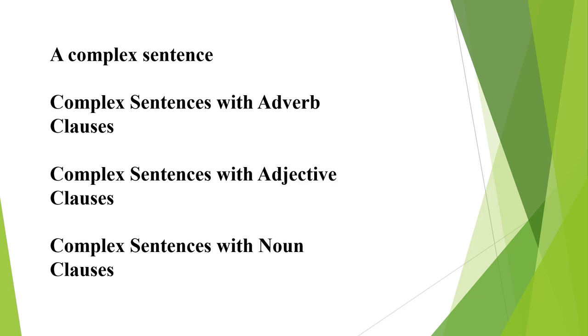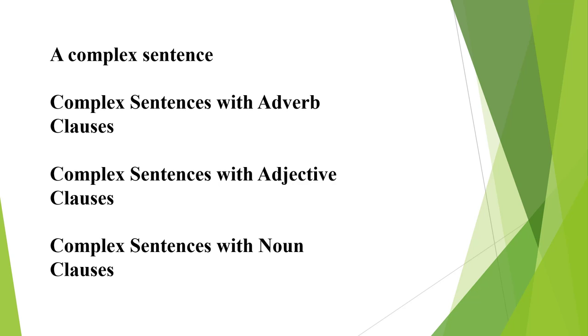Let's talk about complex sentences with adverb clauses. An adverb clause acts like an adverb, that is, it tells where, when, why, and how. An adverb clause begins with a subordinator, such as when, while, because, although, if, so that. It can come before or after an independent clause. Although women in the United States could own property, they could not vote until 1920. "Although women in the United States could own property" is a dependent adverb clause. "They could not vote until 1920" is an independent clause.